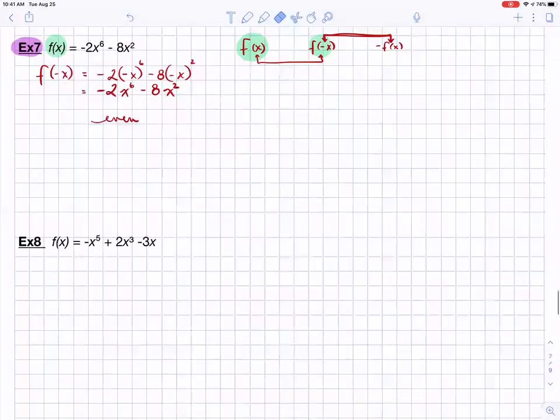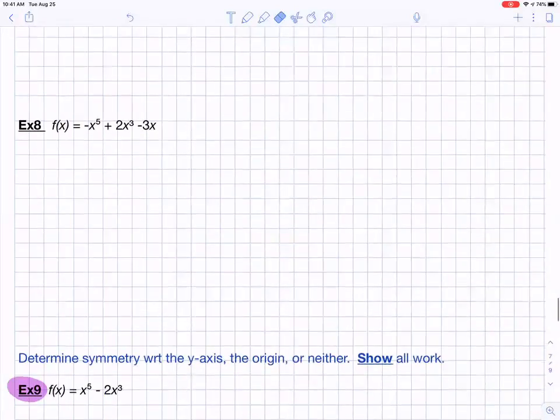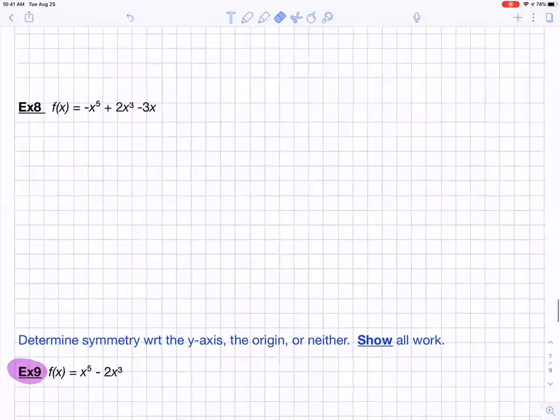Let's keep on going. How am I doing on time? What's that? I know, I see that.